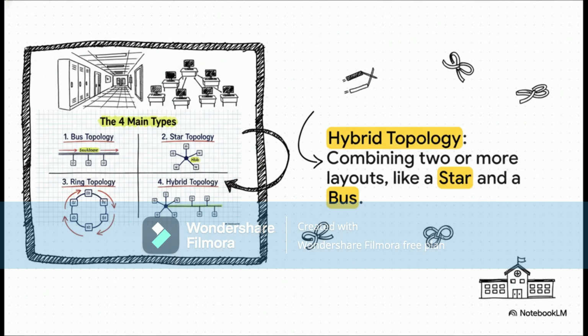For example, your school might use a super reliable star network in each computer lab, but then all those separate stars connect to a main bus network that acts as a backbone, maybe running down the main hallway. See? You get the best of both worlds. All the reliability you need in the labs, plus an efficient way to connect everything together.